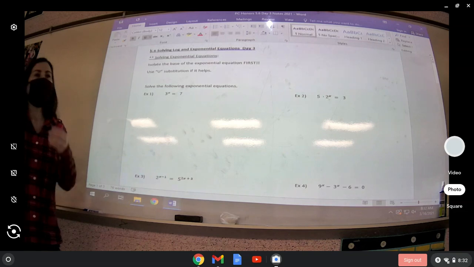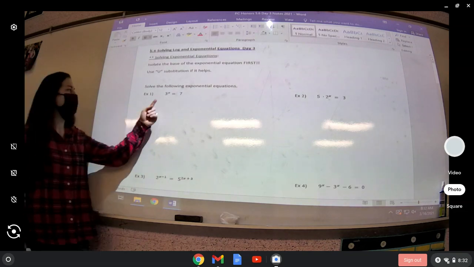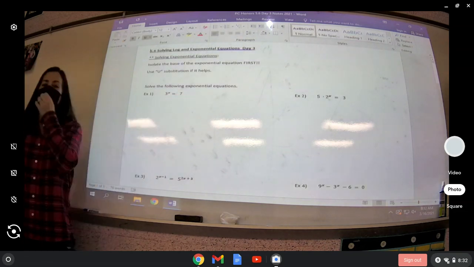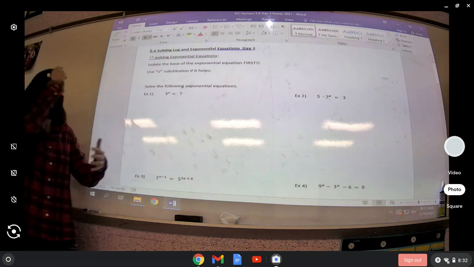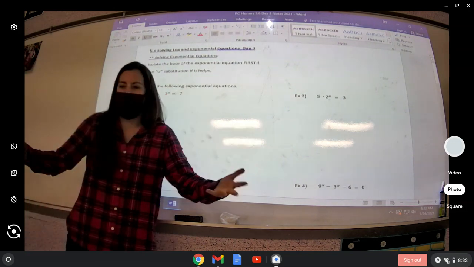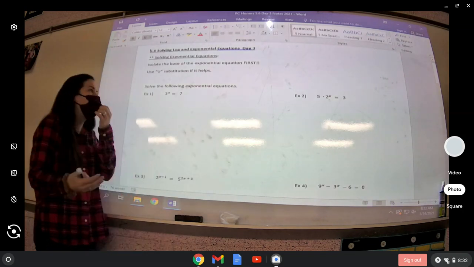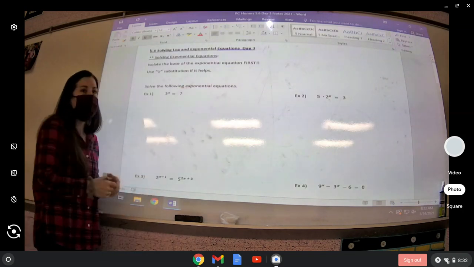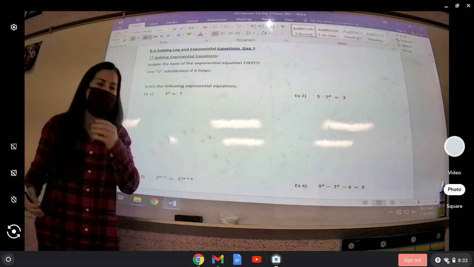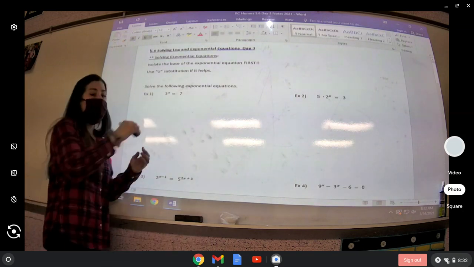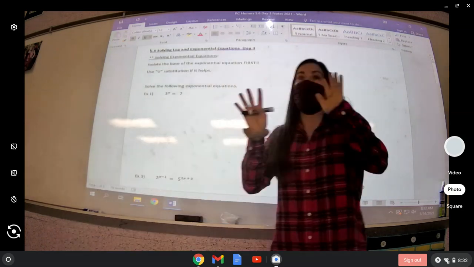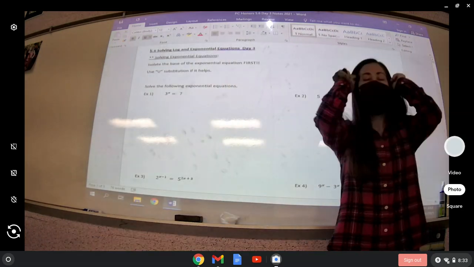This is as basic as they're ever going to get. So if you have to find out 3 to what power is 7? Well, guys, I know 3 to the first is 3. I know 3 squared is 9. So I know that must be 1 point something. It must be some type of decimal in between 1 and 2. But I don't know which one. And we can't sit here guessing and checking the entire time. So in a perfect world, what would undo a base 3 exponential? A base 3 log. I get that.